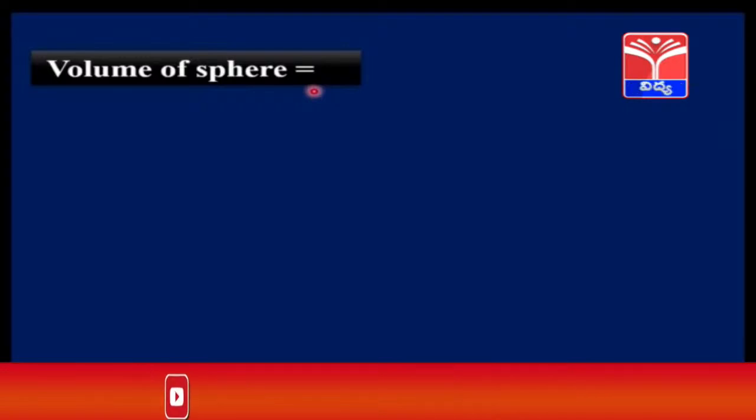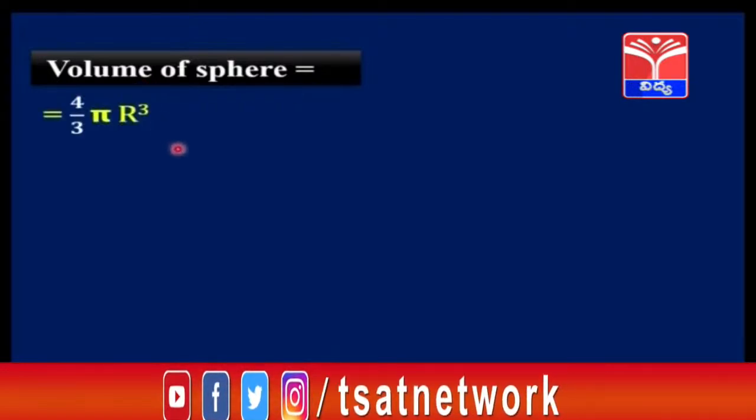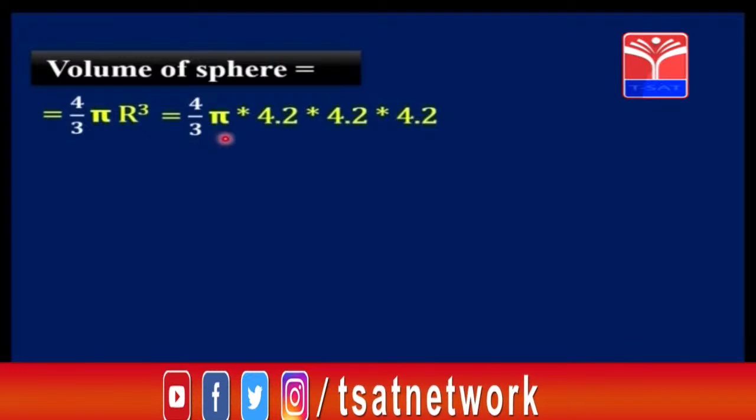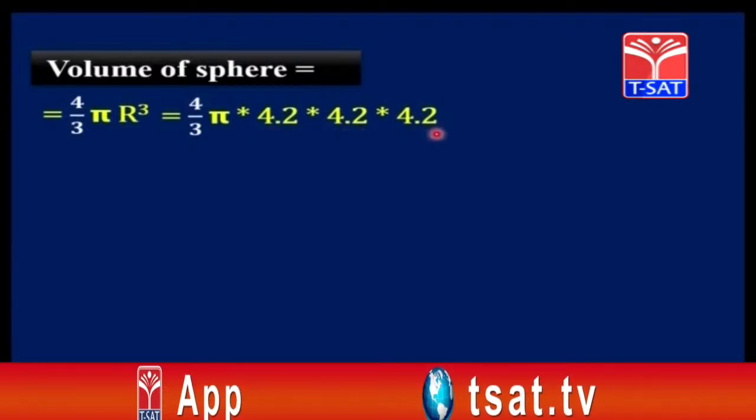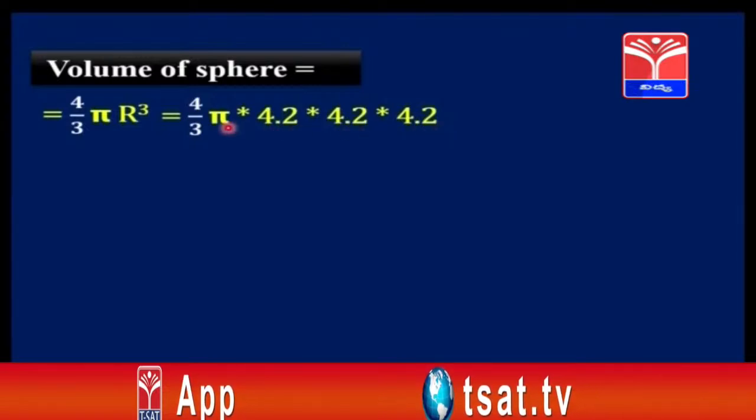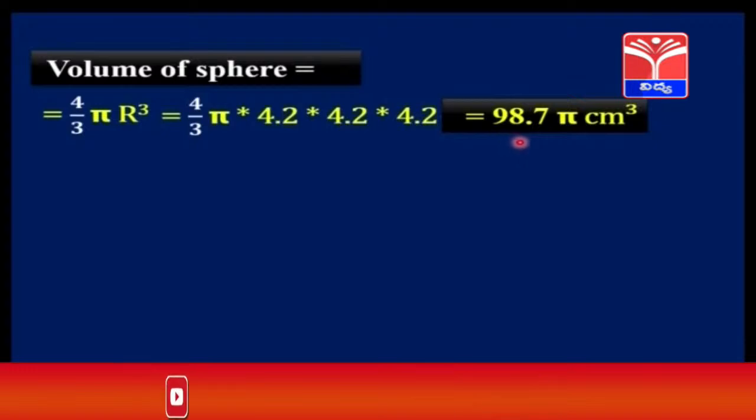Yes, that is 4 by 3 pi r cube. Now write the formula, 4 by 3 pi r cube, and substitute the radius r value, putting pi as it is. R cube is multiplied 3 times, 4.2 into 4.2 into 4.2. Put the pi value as it is, and the answer is 98.7 pi centimeter cube.